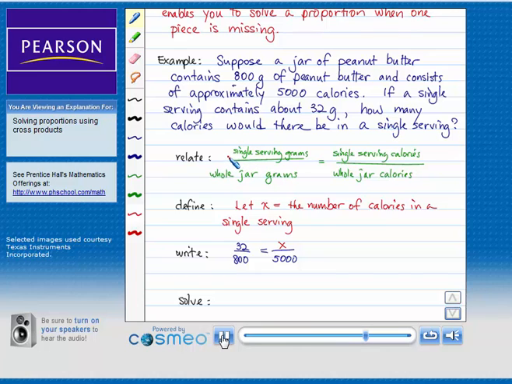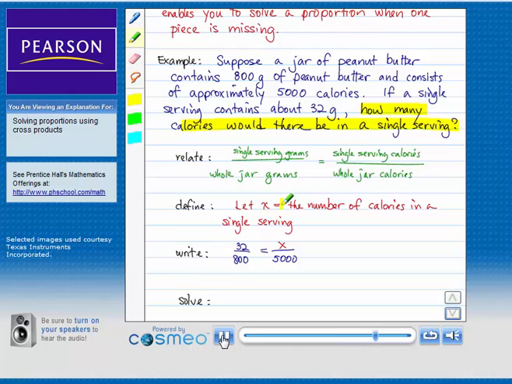All right, well, let's start the process by relating the information in the problem. So if I took the size of the single serving in grams to the size of the whole jar in grams, and made that one ratio, then I should be able to set that equal to the single serving number of calories to the whole jar number of calories, right? It's the portion over the total in each of the ratios. Well, the part that we're looking for, the part that's unknown, is how many calories there would be in a single serving. Okay, so that's going to be my variable.